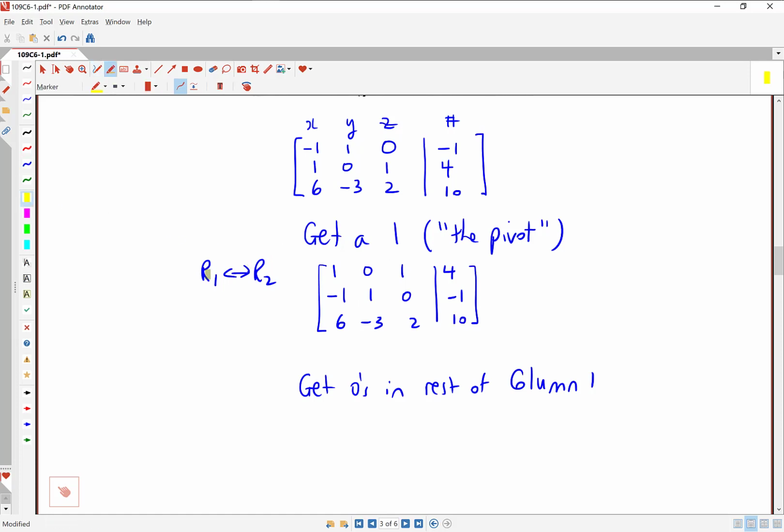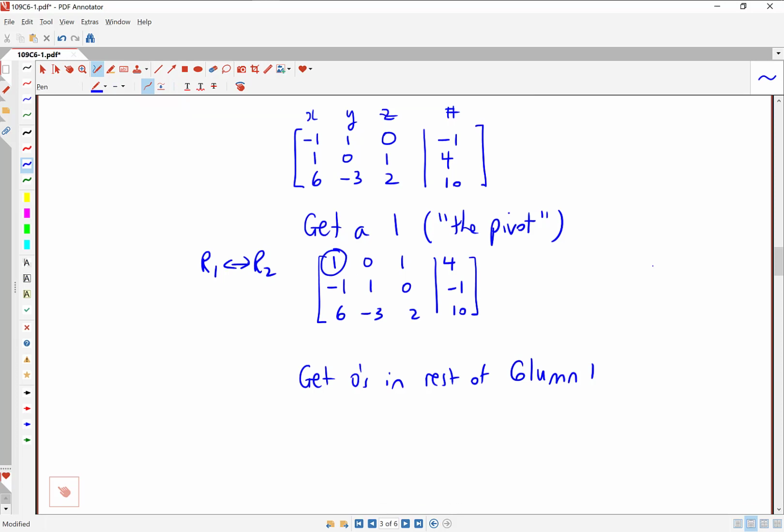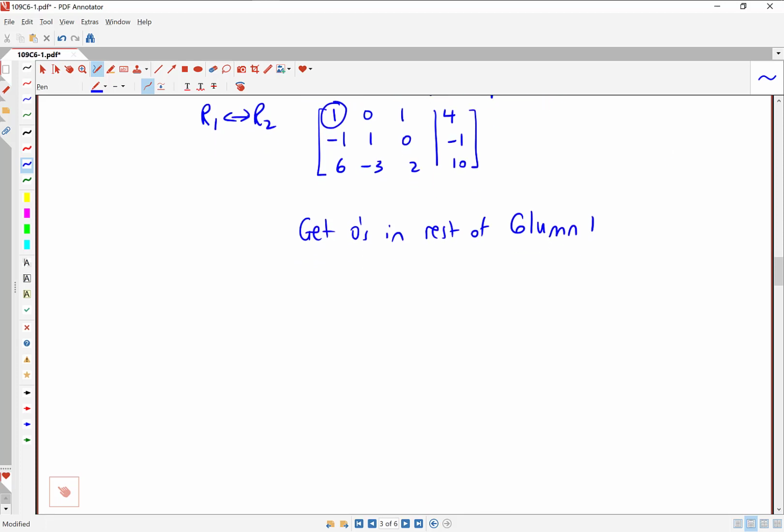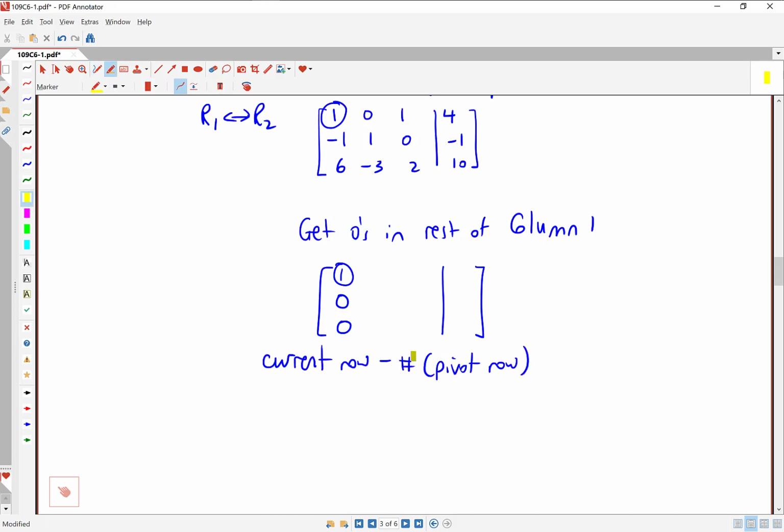So you don't do row swaps all that often, but occasionally you'll notice an opportunity where, hey, it's easier to just swap rows than to divide through by something. So I usually get in the habit of just circling that pivot. And now that we've got that, we're going to get zeros in the rest of column 1. So meaning we want to get a 0 in this position here and this position here. So the way that you get zeros is you think about going current row minus a number times your pivot row, where this number here is whatever number you're trying to get rid of.